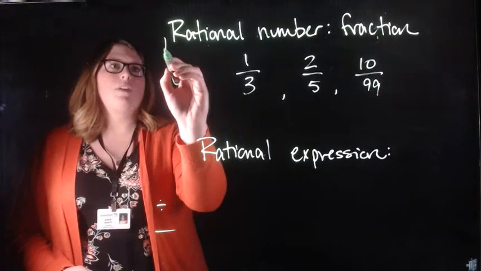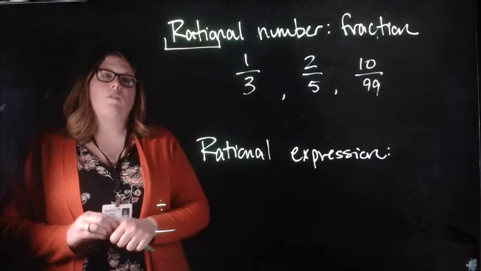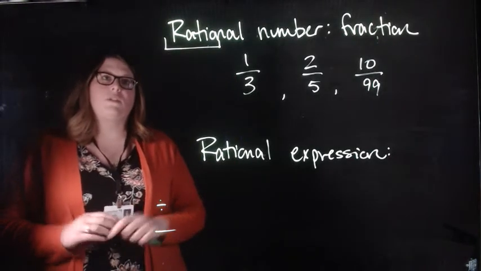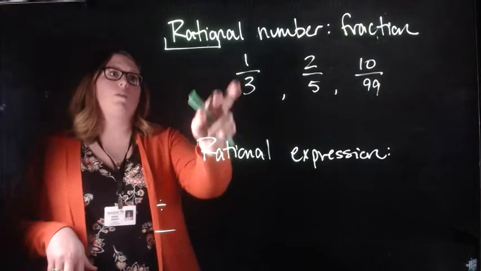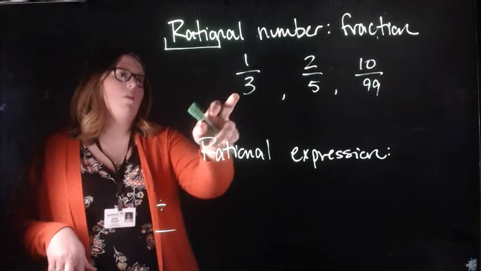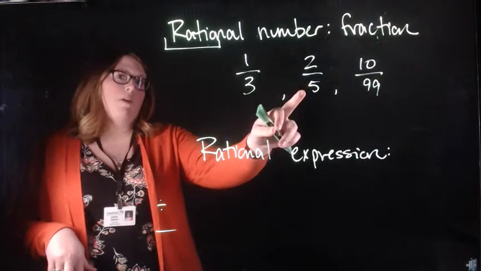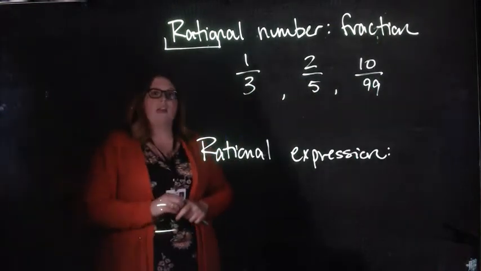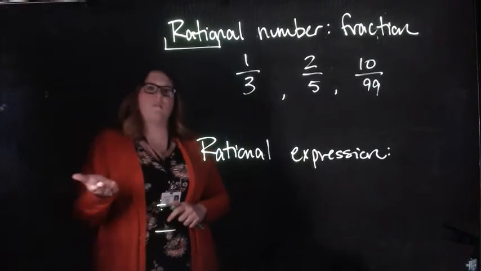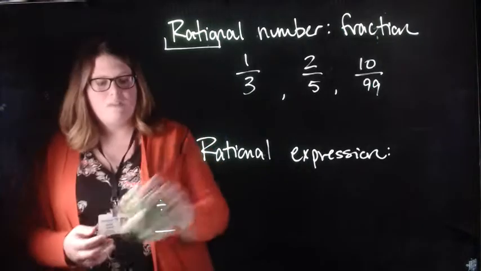Another good hint for the term rational number would be this prefix here, ratio. From what we remember about ratios, a ratio is a comparison of two quantities. So here's a comparison of 1 to 3, 1 part to 3 that make a whole, or 2 parts out of 5 parts that make a whole, 10 out of 99, and so on. So we're going to use that knowledge for defining what a rational expression is.